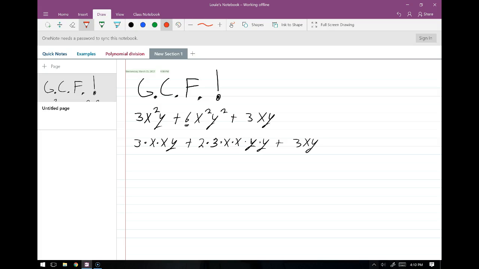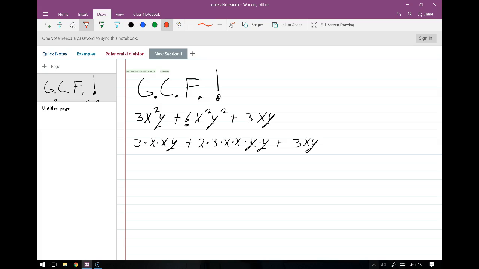Now we need to look through each and every one of these terms and determine what is the greatest common factor of each type, right? So we'll figure out the greatest common factor of coefficients, the greatest common factor of x's, and the greatest common factor of y's. And all those put together is the greatest common factor of the polynomial. Okay, so let me just erase this stuff real quick. Whoops, that should be a 3 there.